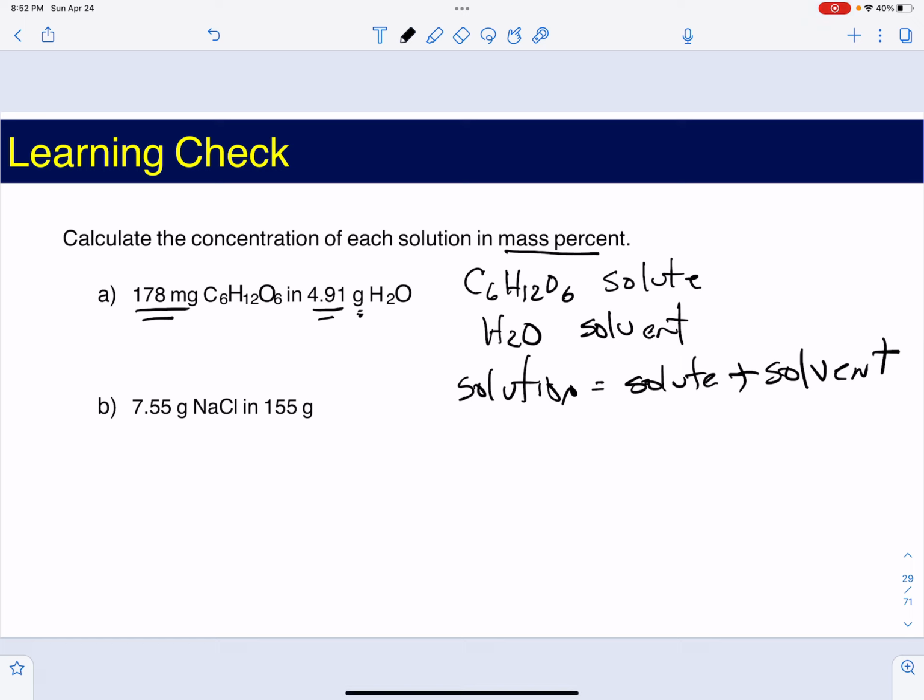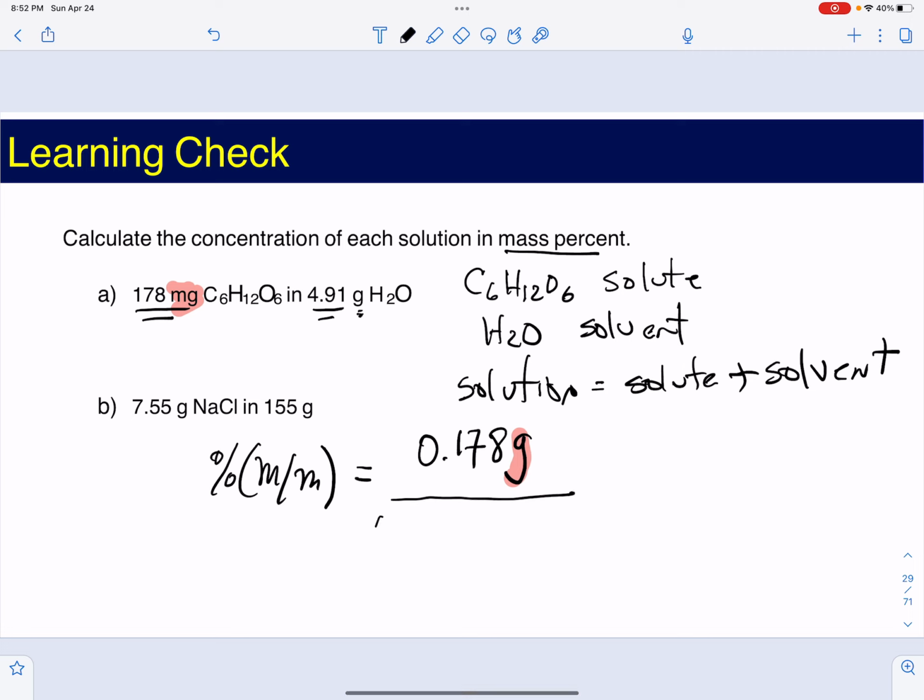So to do the percent mass, you can also write it like this. That's going to be the mass of the solute, which is 0.178 grams. Notice that I took the milligrams and converted them into grams because percentages do not have units, so the units had to cancel. Therefore, the units have to be the same. And the solution is going to be the solute combined with the solvent.